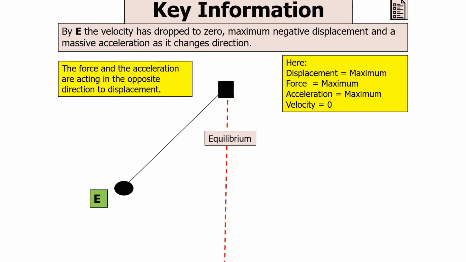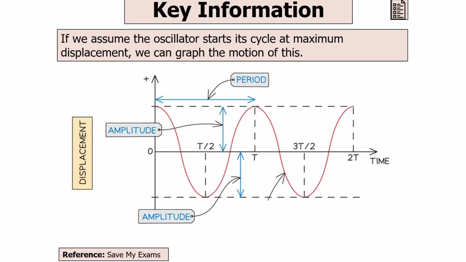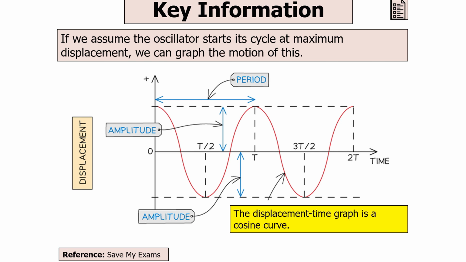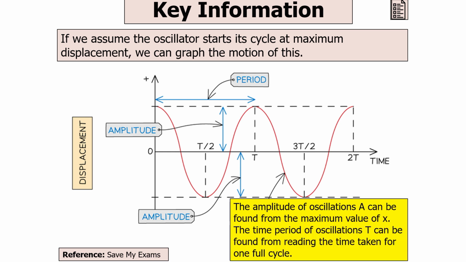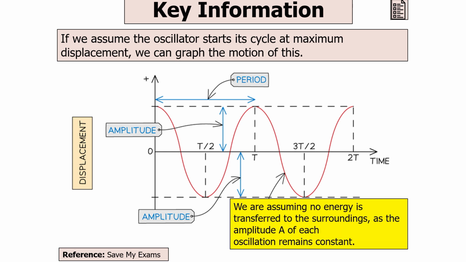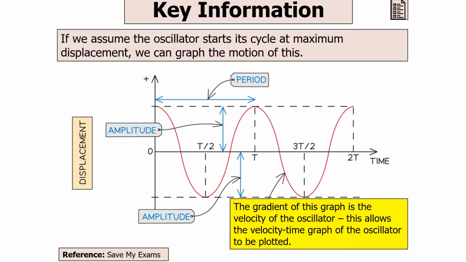So if we assume the oscillator starts the cycle at a maximum displacement, we can graph the motion of this. So here our displacement time graph is a cosine curve. Now the amplitude of oscillations A can be found from the maximum value of x. The time period of oscillations T can be found from reading the time taken for one complete full cycle. In these particular graphs, we are assuming that no energy is transferred to the surroundings as the amplitude of each oscillation remains constant.